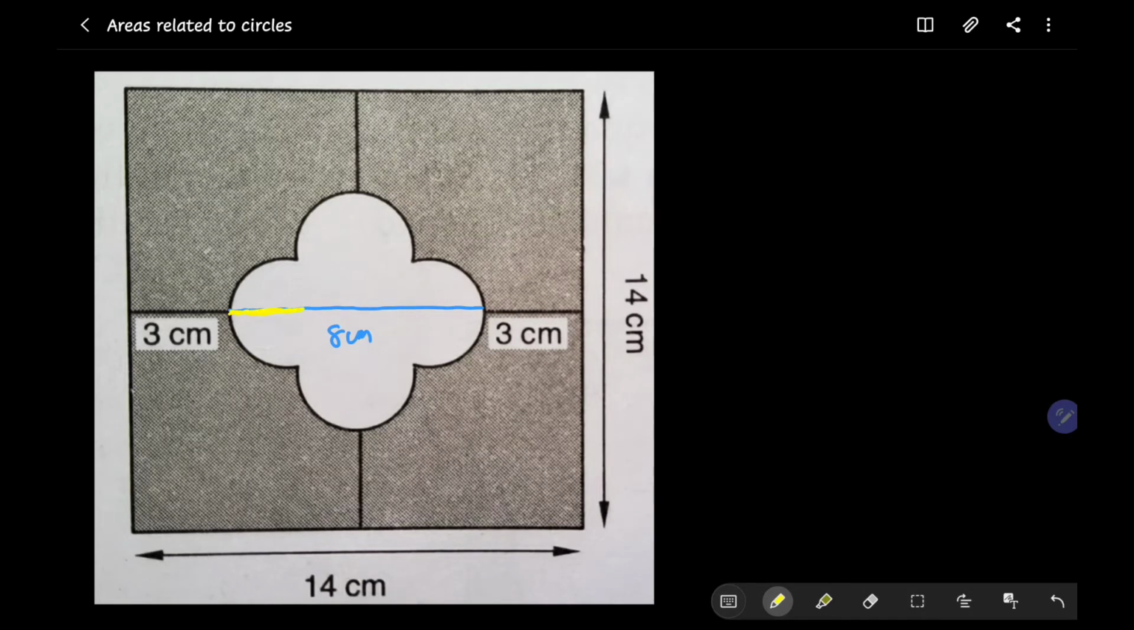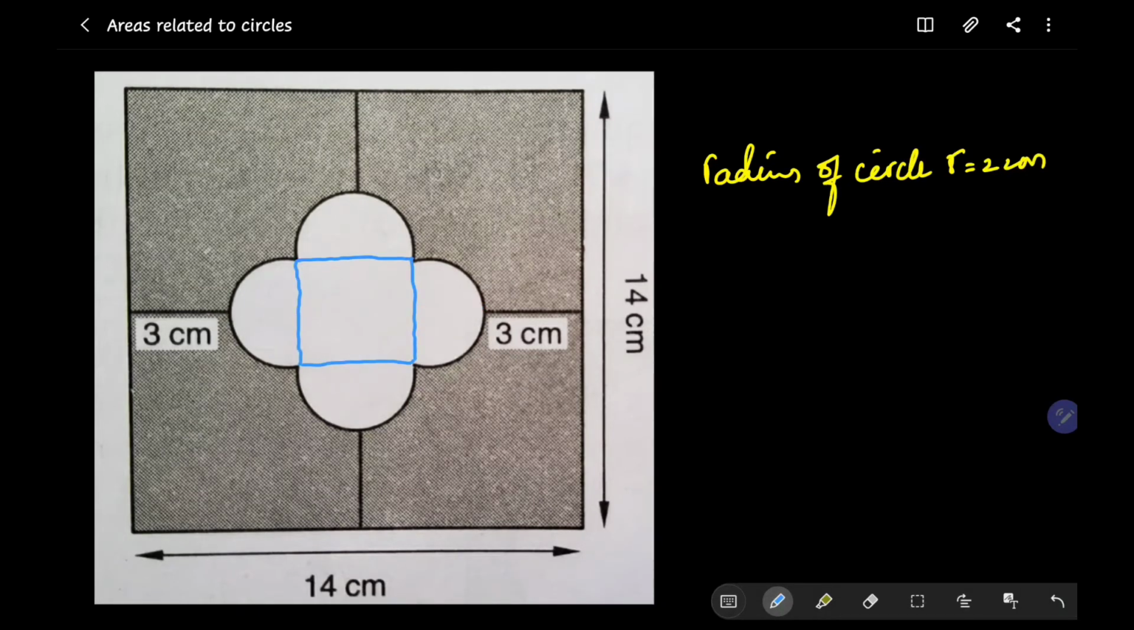This blue color line is again composed of 2 radii, shown in yellow color, and a diameter shown in purple color. And thus we can say the radius of the semicircle is 2 centimeters. By connecting the corners of the semicircles, we can form a square of side length exactly equal to the diameter of the semicircle. So the side of the square is 4 centimeters long.